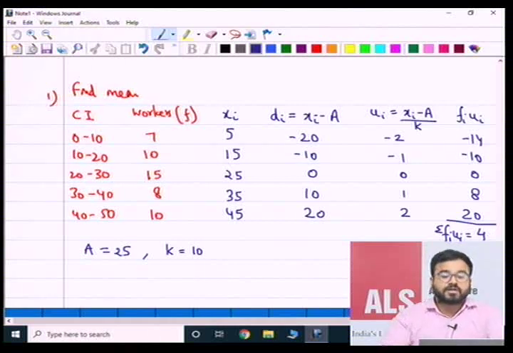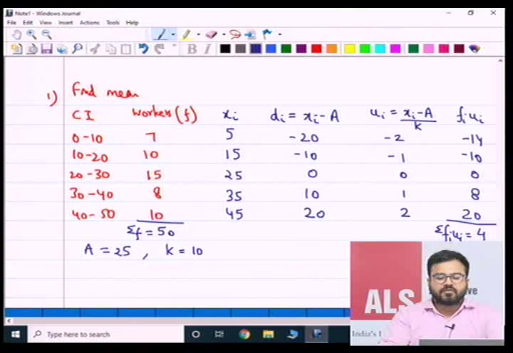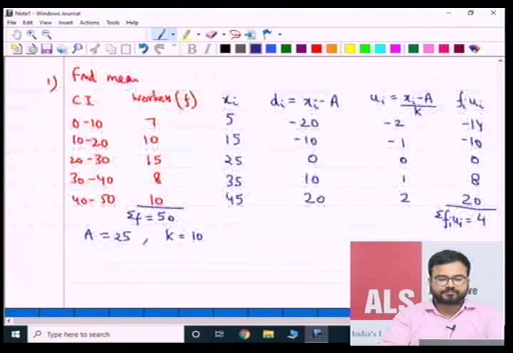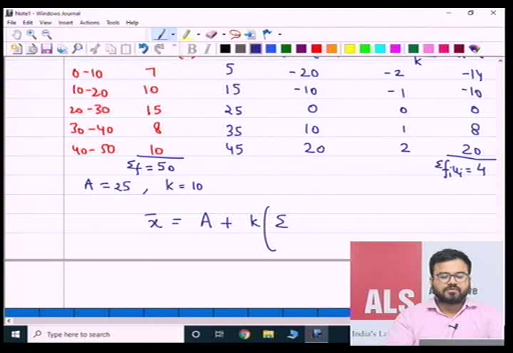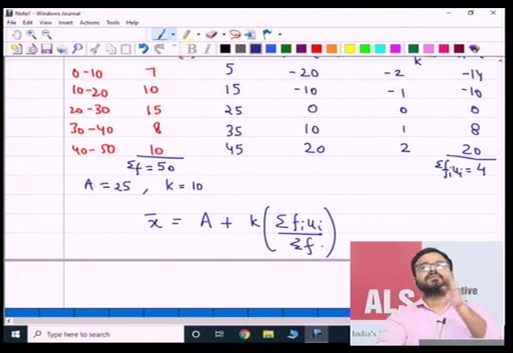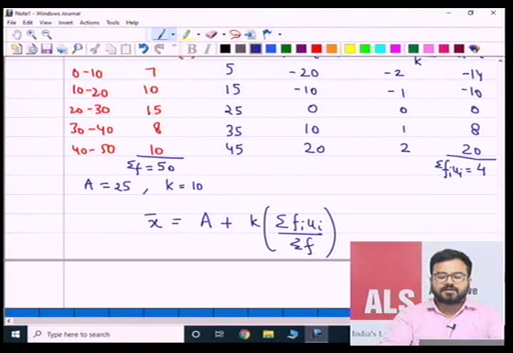Now we have to add the frequencies also, sigma f. Sigma f value is 18 and 15, 33, 40, 50. This is 50. Now we have to find the mean. So mean will be given by x bar equals a plus k times of whatever is the mean, sigma of fi ui over sigma f. Whatever mean we are getting, multiply by k and then add the a.